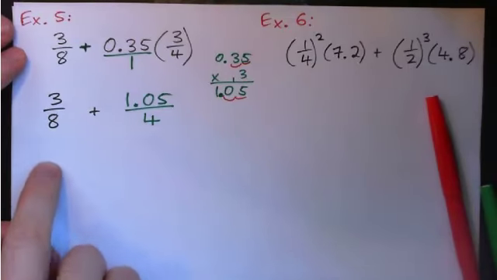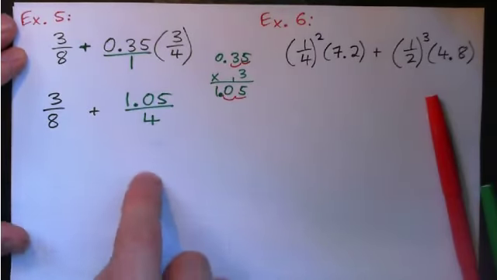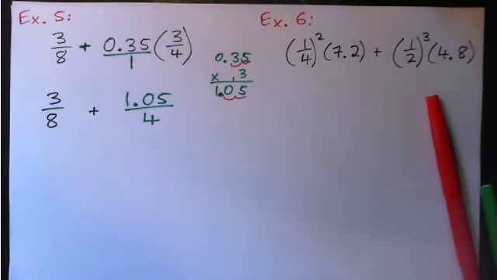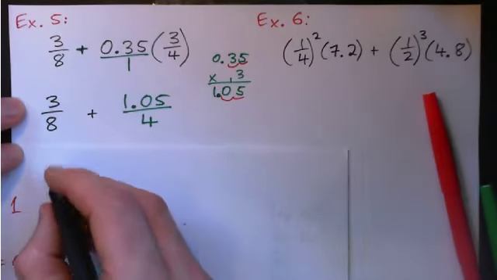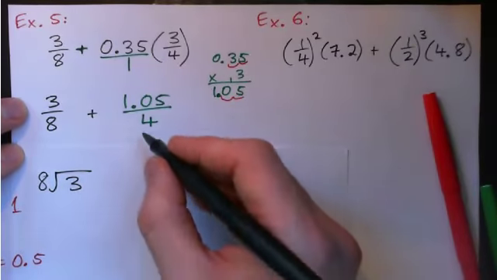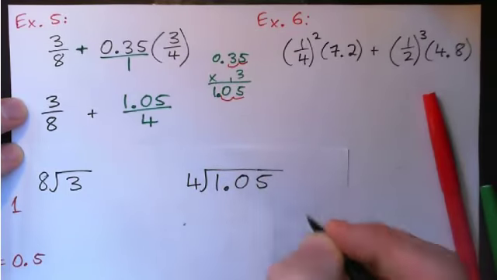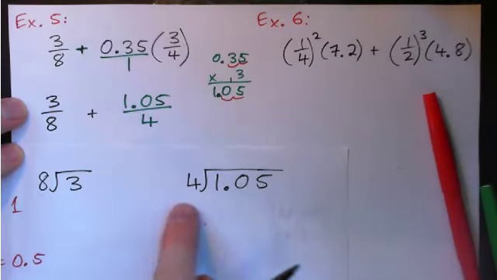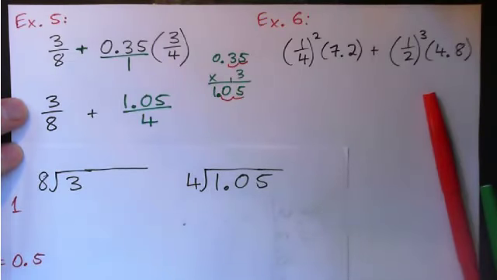The answers have to be in decimals in the end, so we'll just have to turn each one into a decimal, right? So 3 over 8, we've got to go 8 into 3. And on this one you've got to go 4 into 1.05. So please press pause and do both of these divisions and see if you get the same thing as me. Okay, 3, 2, 1, I'm going to do them now.